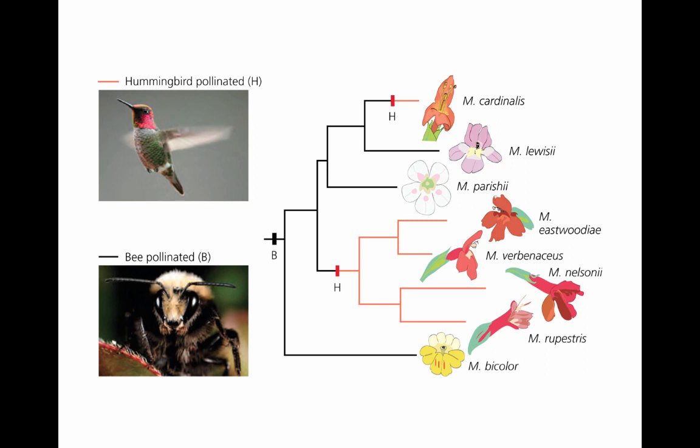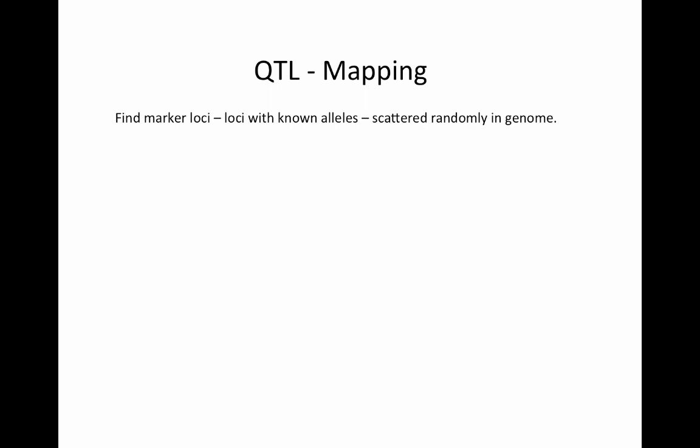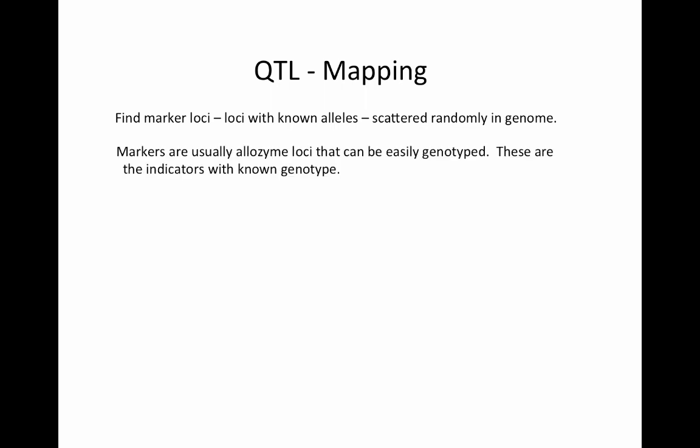So let's take a look at how this is done. First, let's take a look at the general approach of QTL mapping. The first thing you need to do is to find what we call marker loci. These are going to be scattered randomly in the genome. For a good marker locus, you need to be able to identify what the alleles are, and you need to be able to figure out what the genotype is for all the individuals that you're looking at. So markers are usually allozyme loci that can be easily genotyped using simple molecular techniques. These are going to be the knowns, the loci where you know what the genotype is in each individual, and you know where those marker loci are located. So this is one of the knowns in this research.